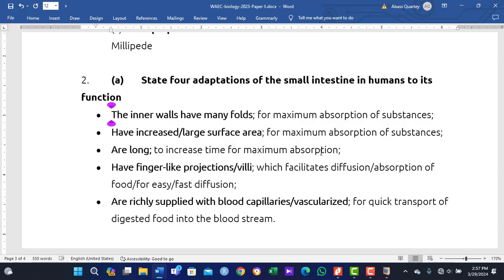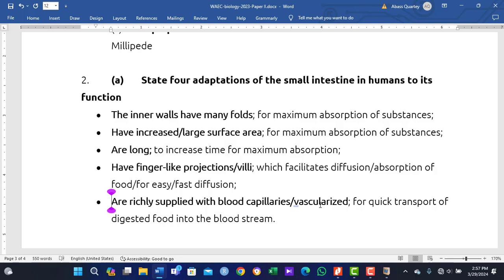Then we have it richly supplied with blood capillaries, or vascularized. So just go for each one. You can say vascularized for quick transport of digested food into the bloodstream. You can even say vascularized for faster diffusion. So you can see that in all of this, we are not using help or aid. Just go straight to it.